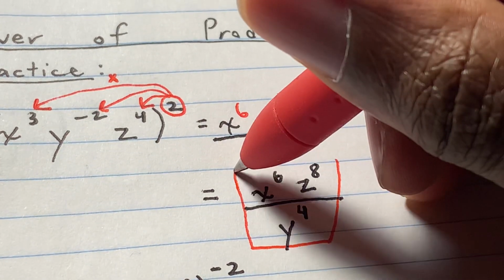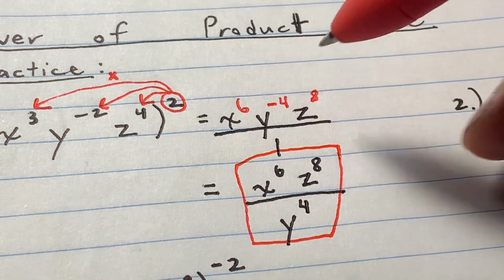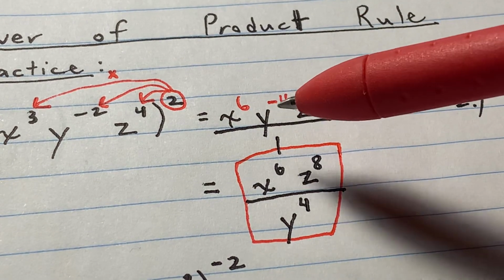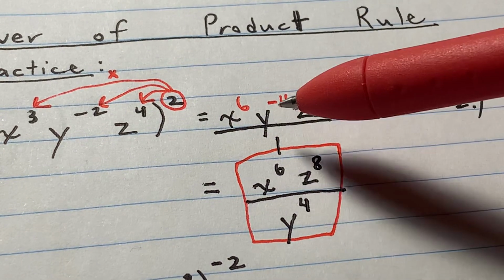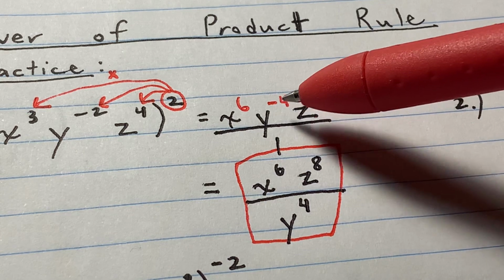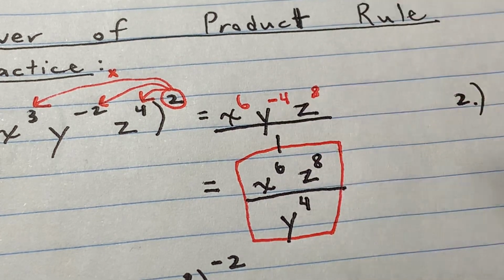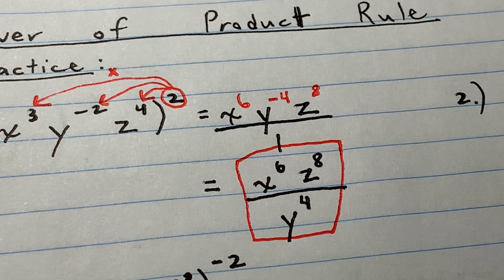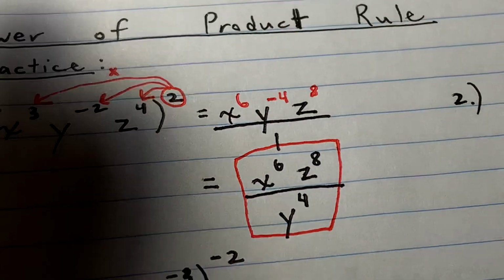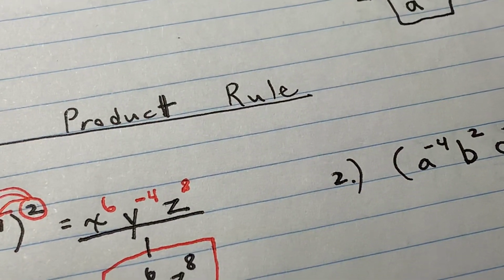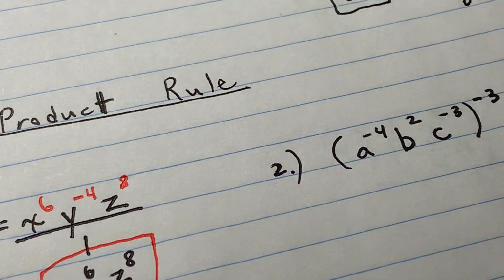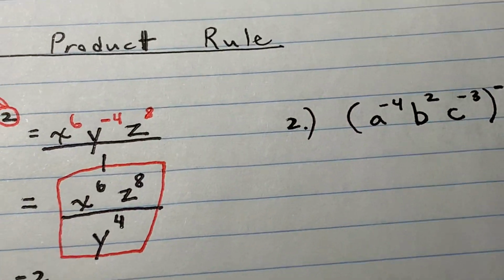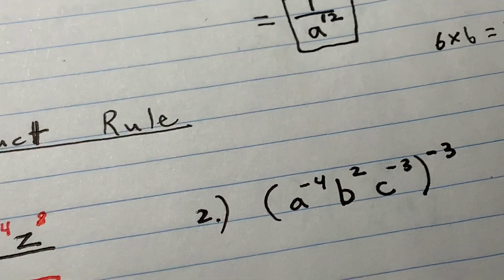Okay, very good. Let's keep it moving. And folks, we're going to do a few more problems where we can do this step faster, making the negative exponents positive. We can do it all in one step. You'll see as we continue. Let's look at number 2 of the power of product rule. Okay, stay with me. Here we go.